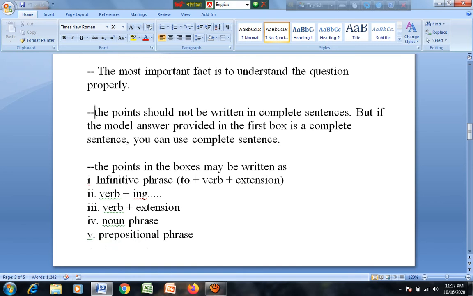Next, the points should not be written in complete sentences. Usually, you are not asked to write complete sentences. But if the model answer, that means the answer already provided in the first box, is a complete sentence, then you may use complete sentences in the boxes. But usually we find short answers, short points in the boxes in the form of word or phrase.